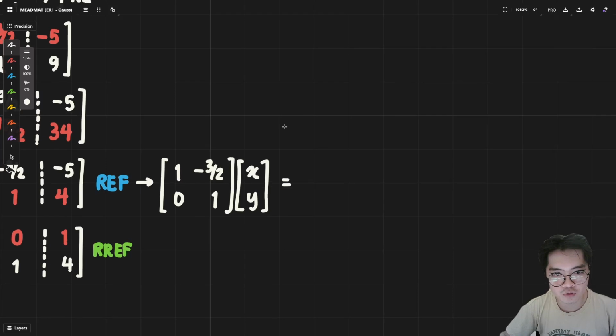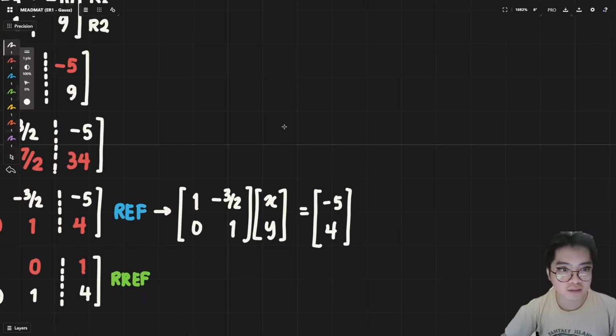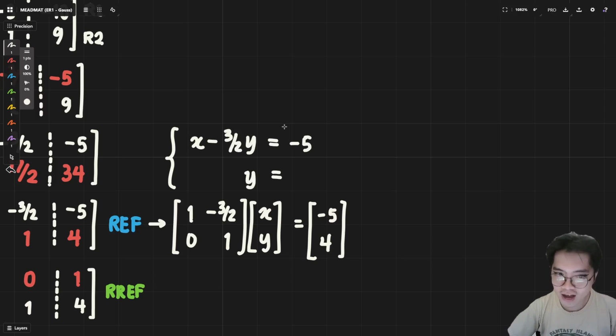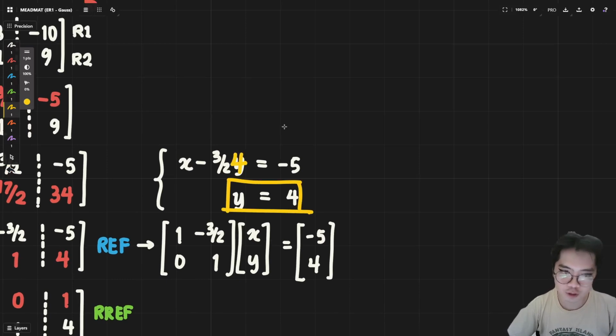And then we get them to -5 and then 4. Notice that when you get them back into their simultaneous equations, you will get x minus 3/2 y is equal to -5. And then 1y is 4. So basically, you already have one answer in here. And you will just have to substitute your answer, cancel 2, right? And then that is now -6. You put that to the other side, that is now +6. Your x is now equal to 1.